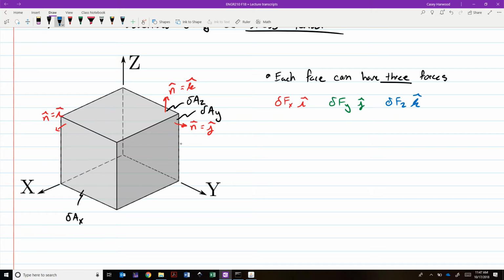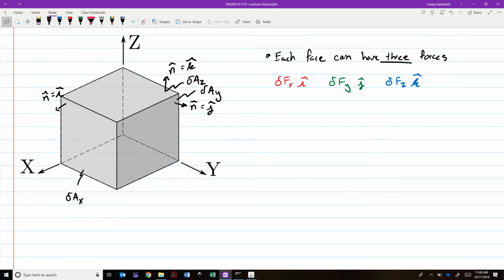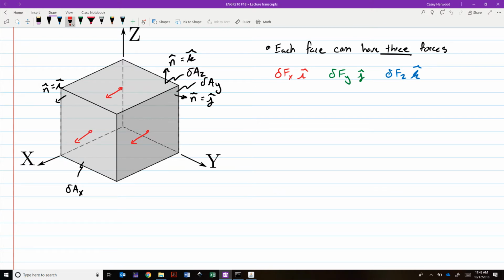I'm color coding these so that they make it more straightforward as we draw them onto this. I'm going to make all of this text black so that the forces, when I draw them in color, remain more obvious. So the forces in the x direction we could draw here, here, here. In the y direction, here, here, here. Z direction, here, here, here.